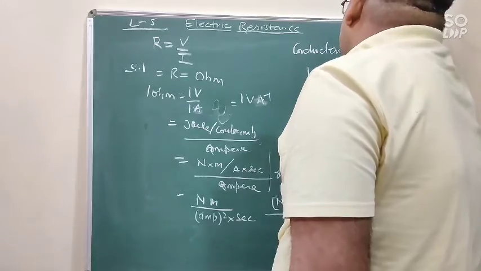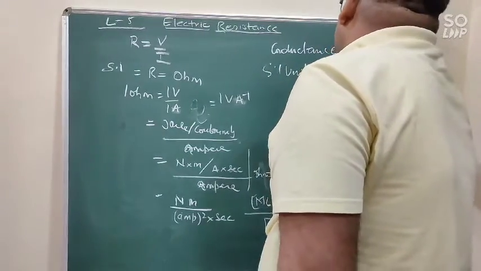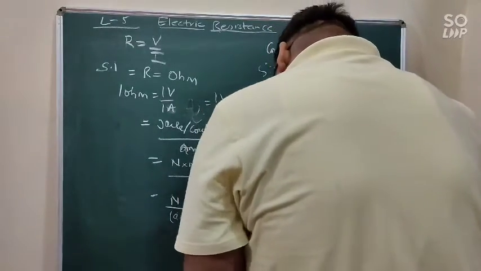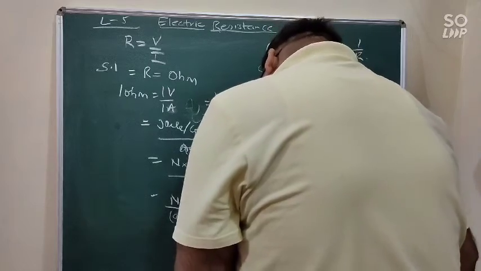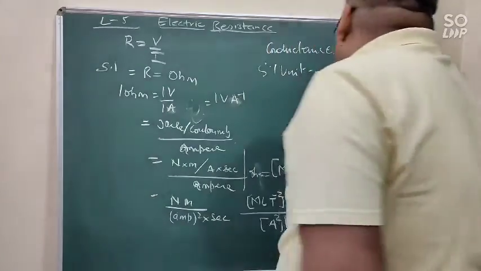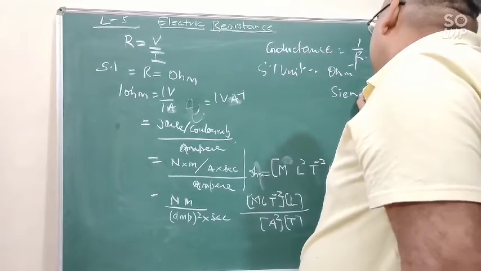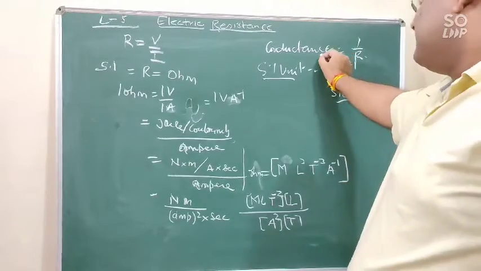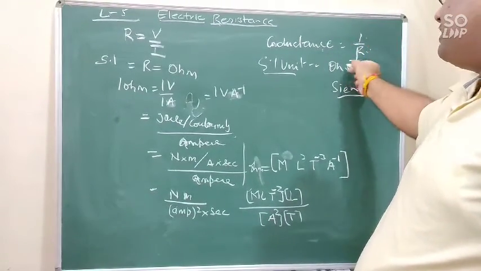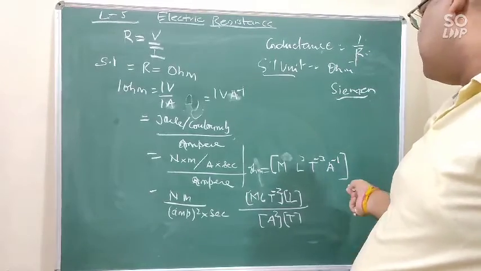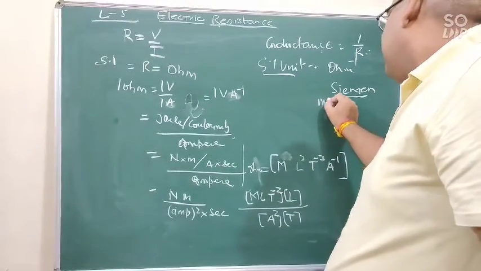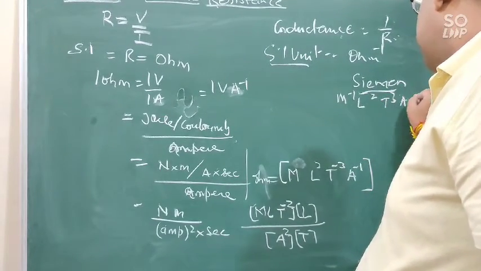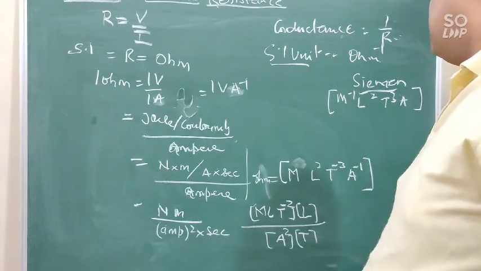SI unit is ohm inverse or Siemens. Conductance is the reciprocal of resistance. SI unit is ohm inverse, Siemens, and if we write the dimensions here, it will be M minus 1, L minus 2, T raised to power 3, A raised to power 2. This is the dimension for conductance.